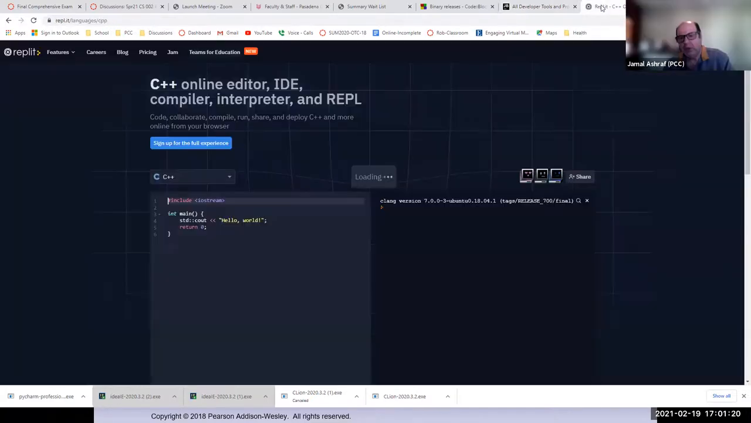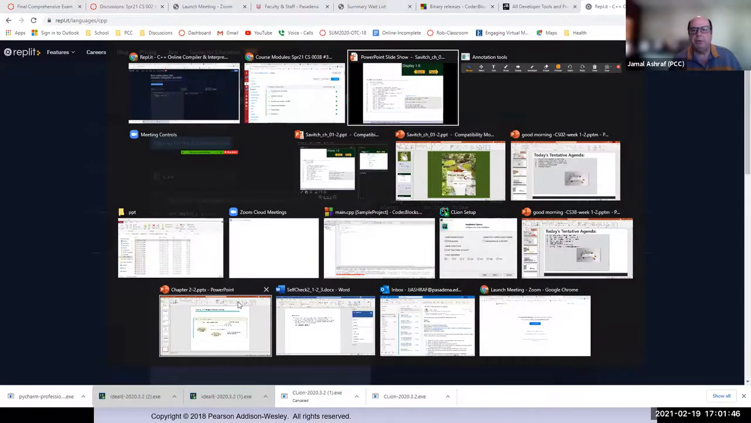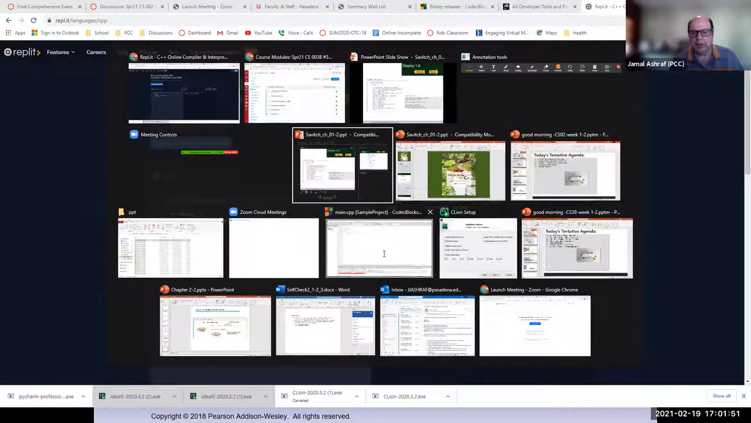And if you don't want to download anything on your computer, you can use online compilers like Replit. So you can just type in your code and run it. If I run it, it's going to take a little time and it's going to print it. So those are the options that we have. Now let me go to an example of Code::Blocks or CLion.